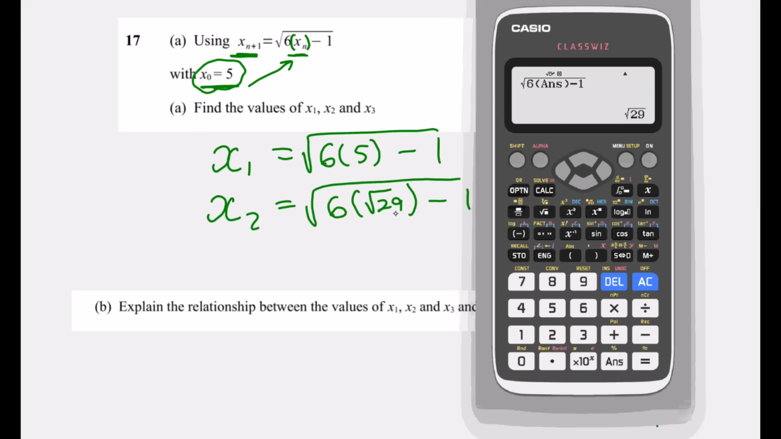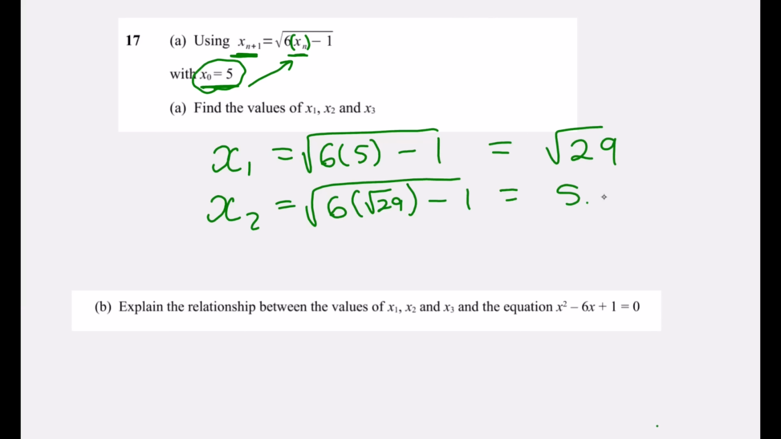And because I've got the ANS button already there, it will now take the square root 29 if I press equals again. 5.5956 and so on. And to get x3, I want to substitute this in now.